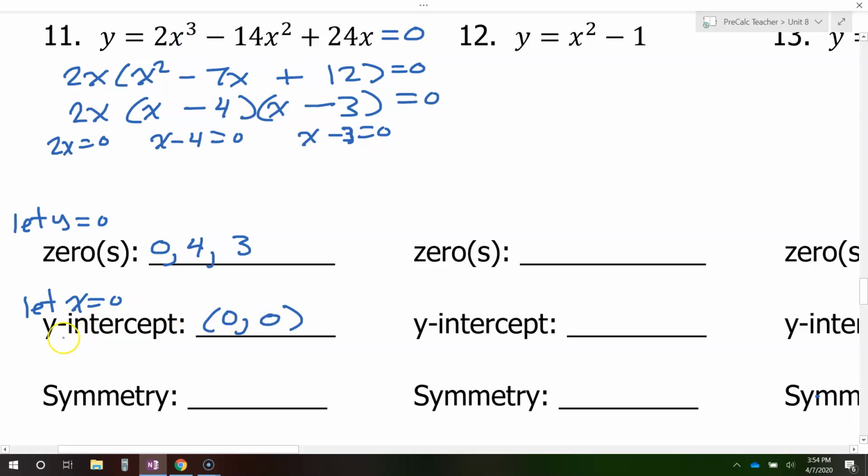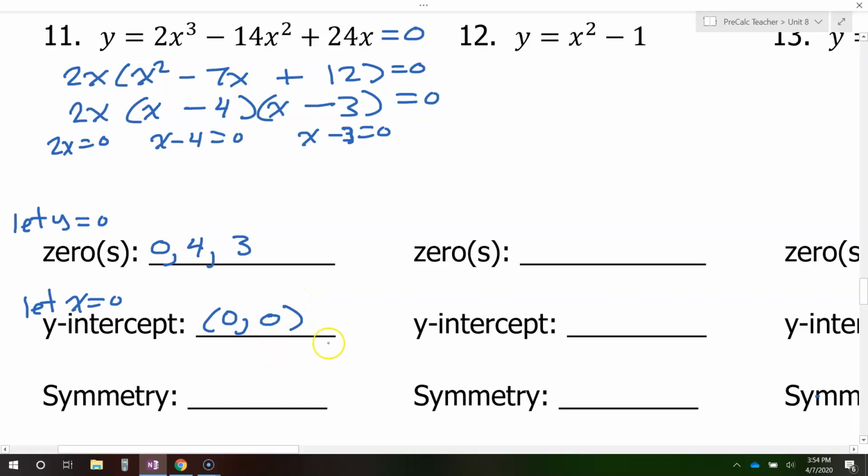All right, notice that an intercept is an ordered pair. So if I ask you for the y-intercept, I want 0, comma 0, or 0, comma 5, or 0, comma -2, whatever it is. Zeros are just numbers, not ordered pairs.